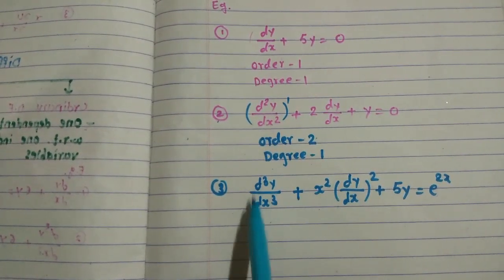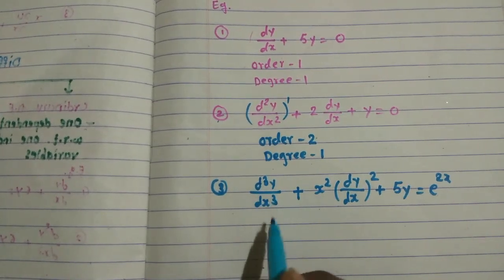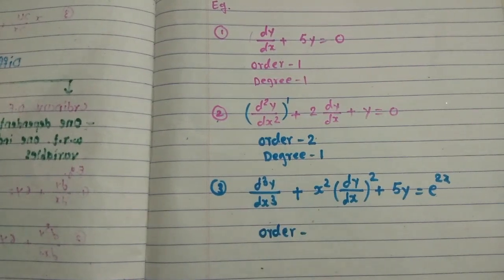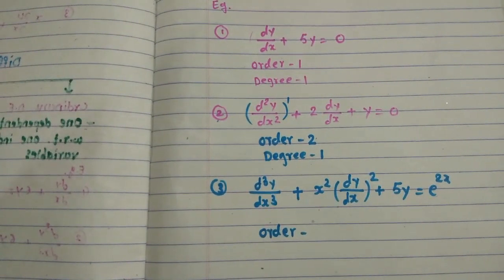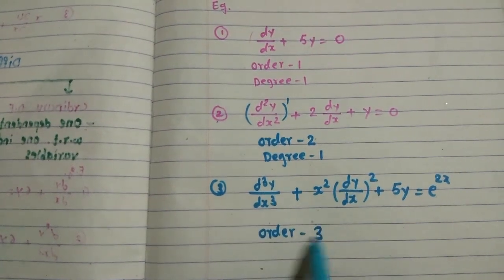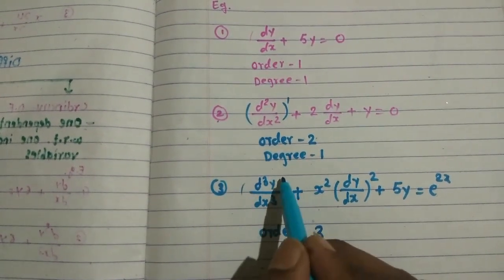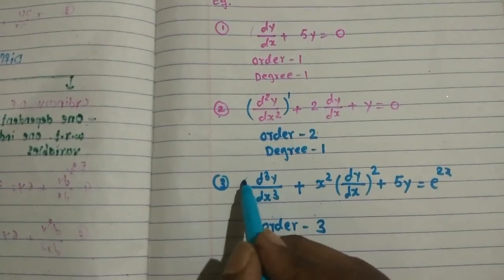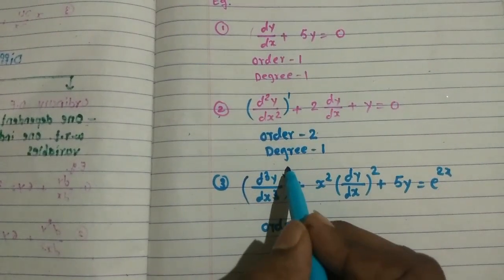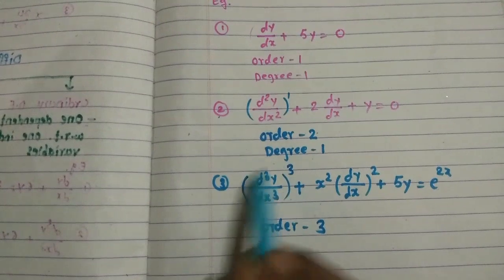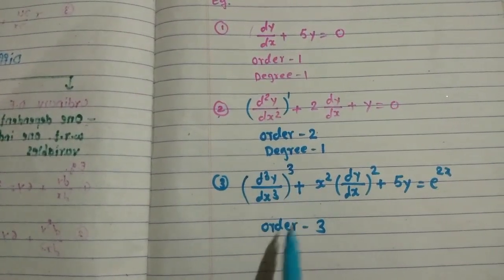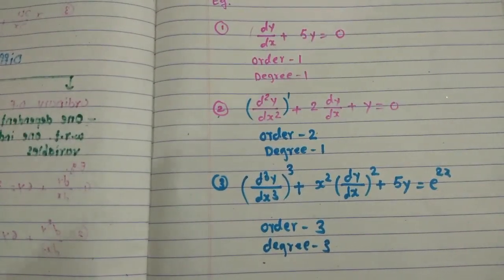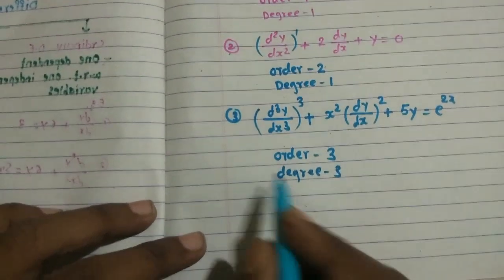Now what is the order here? Order is 3, because this differential equation contains the highest derivative of order 3 here. Now if we see, the power is 1 here, which means degree is 1 here. Now if there is an equation like this, if I consider the power as 3, in this case the degree will be 3. Degree is 3 here.